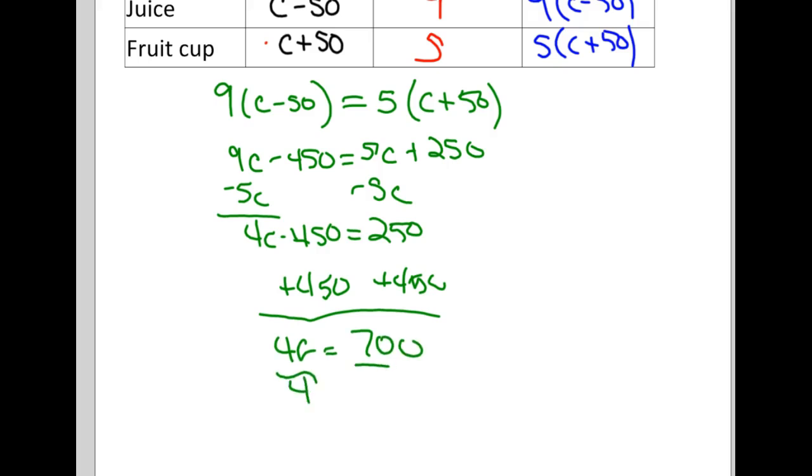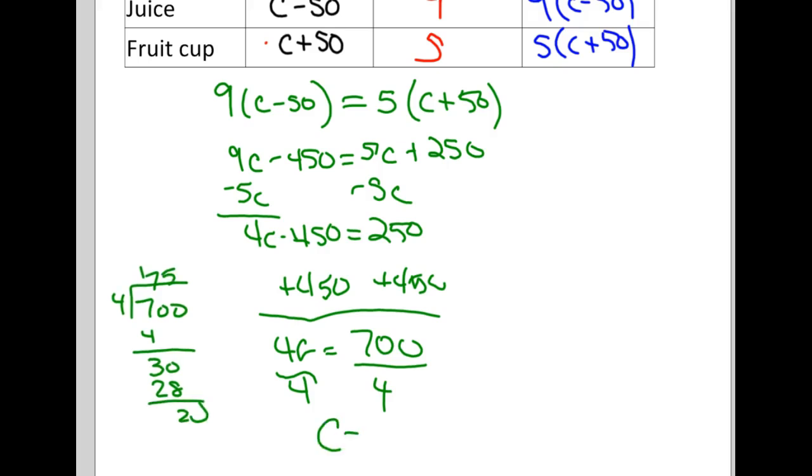And we're going to divide both sides by 4. Okay, so if I do that, 4 goes into 700. Well, that's once. 3, that's going to be 7, 28. There we go, 175. So C equals 175. So what did we just figure out? Well, we just figured out the cost of a bowl of soup. So bowl of soup is $1.75.